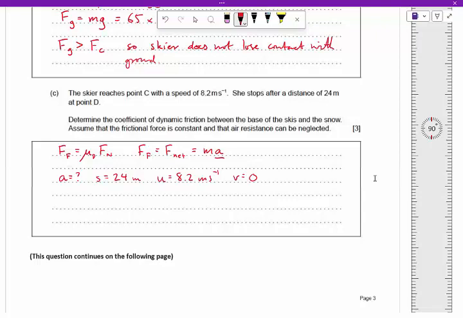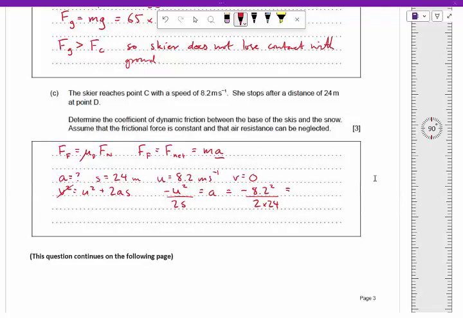So then we need to choose the equation that has A, S, U, and V, which is this one. We go V squared equals U squared plus 2AS. V is 0, so we end up then with negative U squared over 2S is equal to A, so we get negative 8.2 squared over 2 times 24.